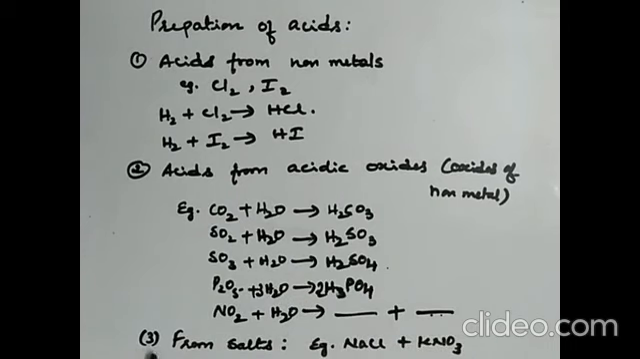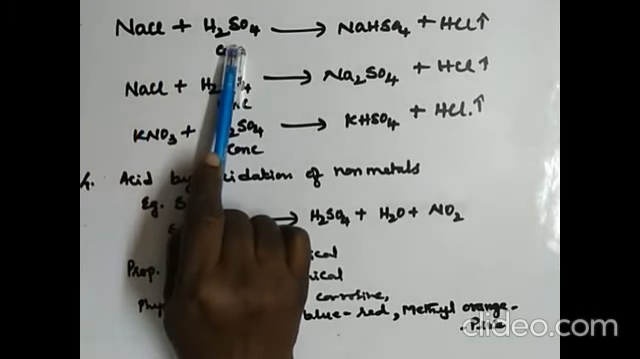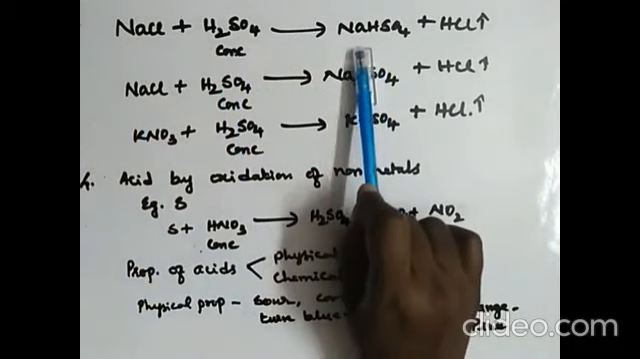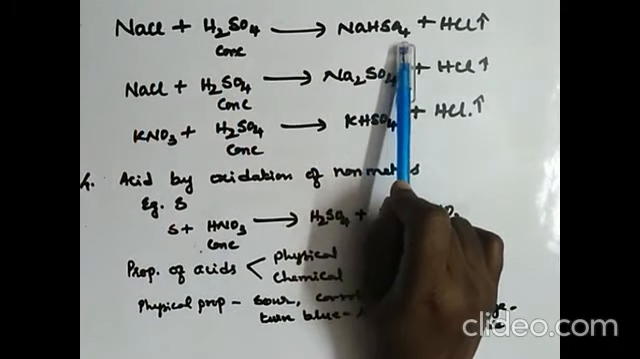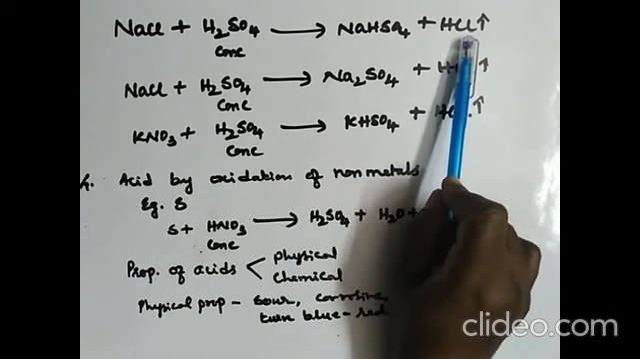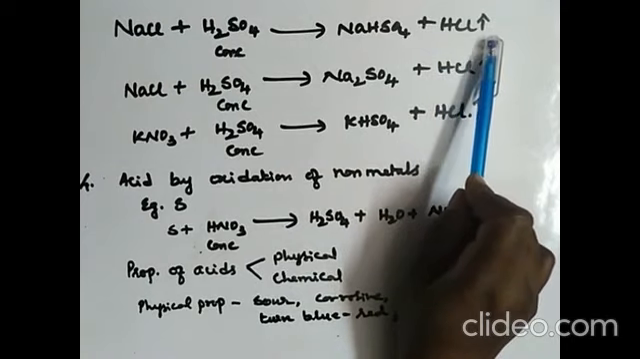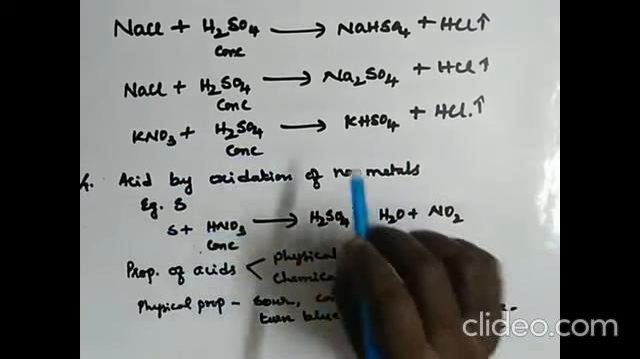Then the third method of preparing acids is from salts. The salts which are taken as examples are sodium chloride and potassium nitrate. Sodium chloride combines with concentrated sulfuric acid to form sodium hydrogen sulfate and hydrogen chloride gas. Here hydrochloric acid is not directly formed, hydrogen chloride gas is formed, which when dissolved in water produces hydrochloric acid.